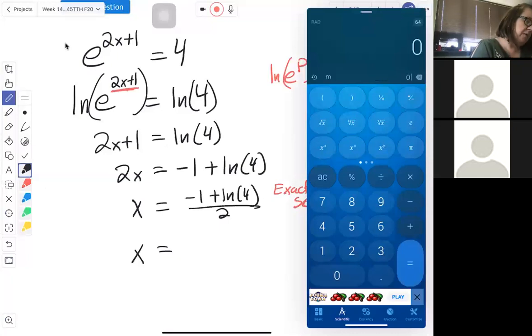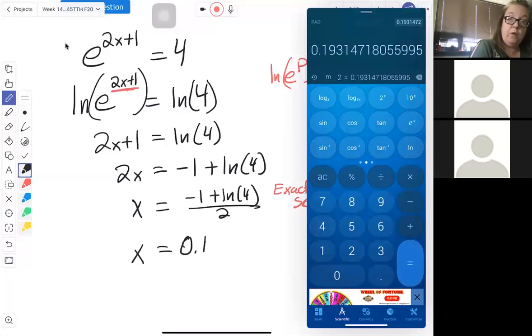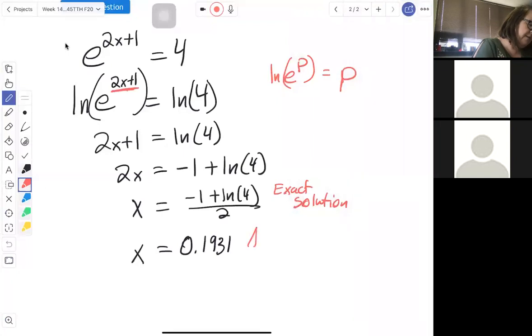So what I'm going to do, I'm going to start with that. I'm working on the numerator, so I'm going to do the natural log of 4, and then I'm going to subtract that 1 from it. Even though I've got it written in front of it, I can still do it this way if I want to. Then I'll just divide that by 2. And the problem asks for the decimal rounded to 4 decimal places. So 1931 is what I get for that. That's the approximate solution. And approximate here means rounded. We rounded it to 4 decimal places.